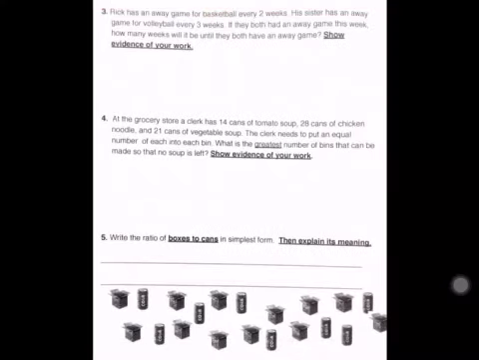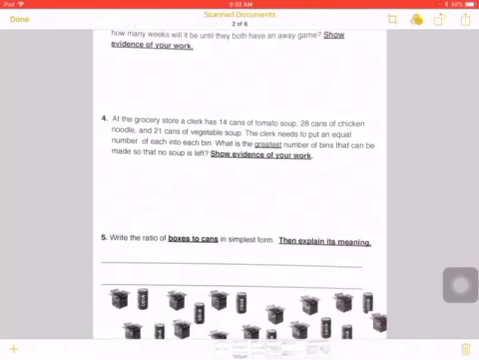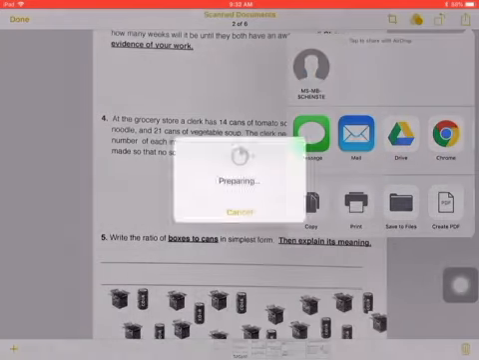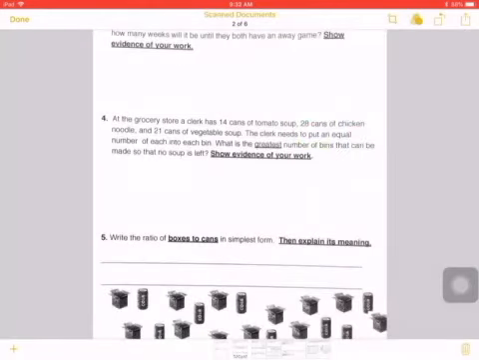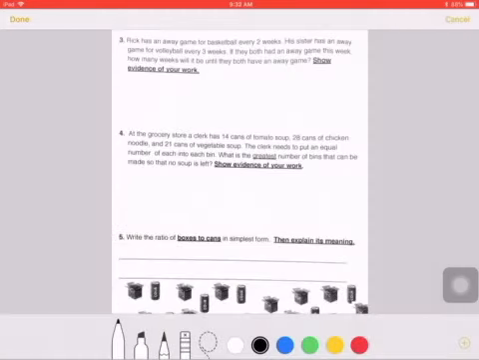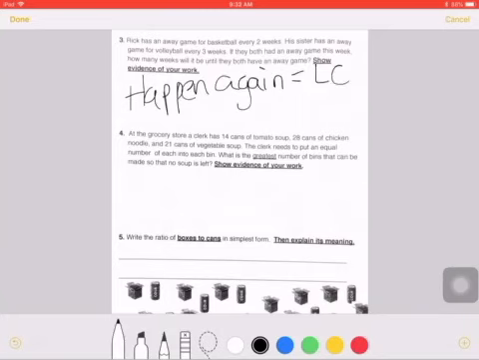Okay, number 3 says, Rick has an away game for basketball every 2 weeks. His sister has an away game for volleyball every 3 weeks. If they both had an away game this week, in how many weeks will they both have an away game? This is one of those problems where you're going to have to think. It's asking, when is something going to happen again? Let me get this so I can write. Anytime we have a problem where they are asking when will something happen again, we should know that's LCM.